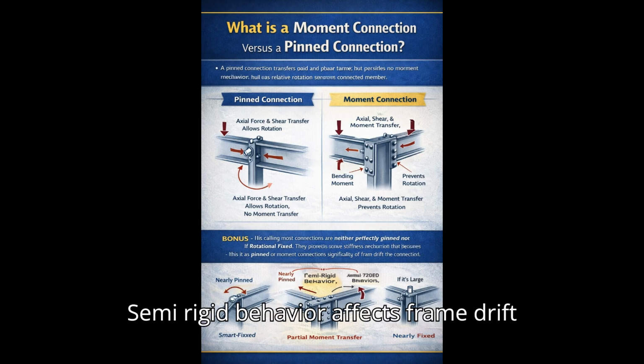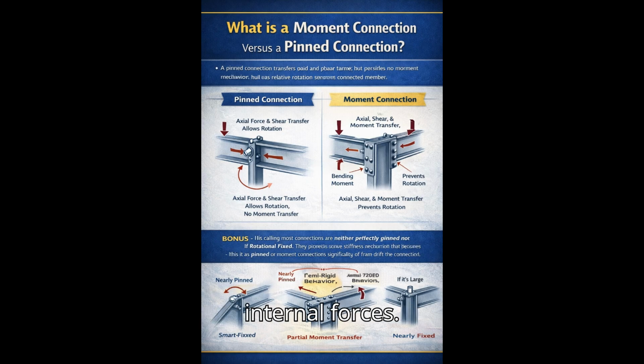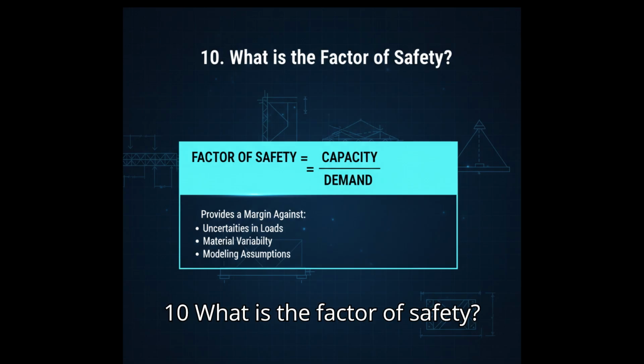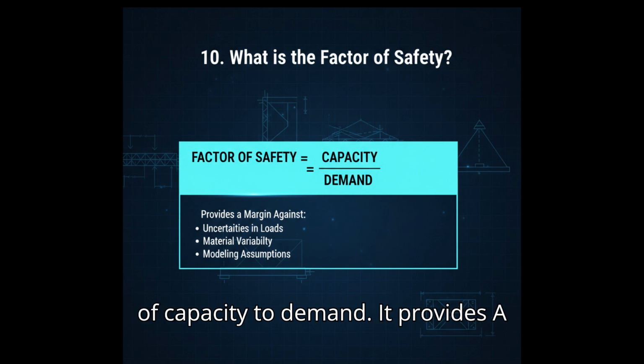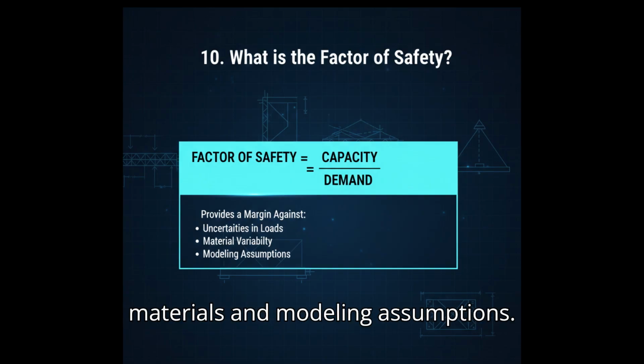Semi-rigid behavior affects frame drift and moment distribution. So, modeling assumptions can significantly change internal forces. 10. What is the factor of safety? The factor of safety is the ratio of capacity to demand. It provides a margin against uncertainties in loads, materials, and modeling assumptions.